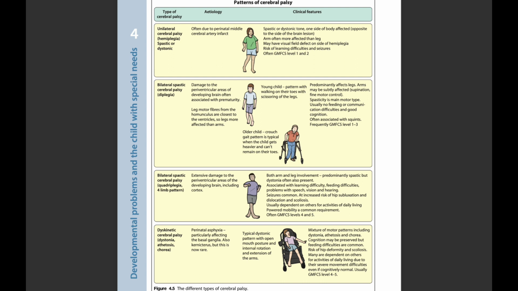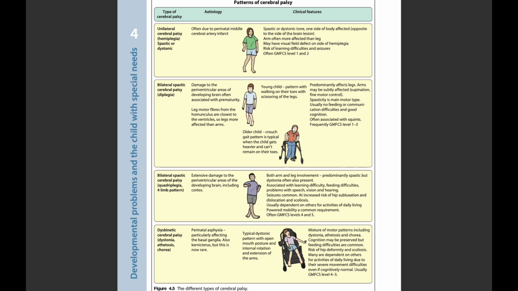The second one is bilateral spastic cerebral palsy, diplegic, with damage to the periventricular areas of the developing brain, often associated with prematurity. Leg motor fibers from the homunculus are closest to the ventricles, so the legs are more affected than the arms. Clinical features: in a young child, a pattern of walking on their toes and scissoring of the legs. In an older child, a crouch gait pattern is typical when the child gets heavier and can't remain on the toes. Predominantly affects the legs; the arms may be subtly affected, with supination and fine motor control difficulties.